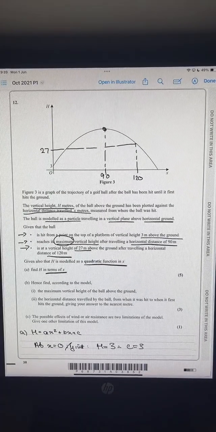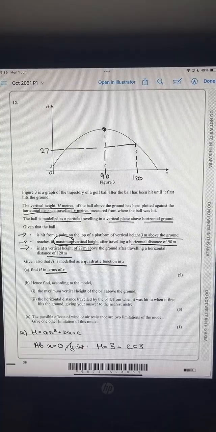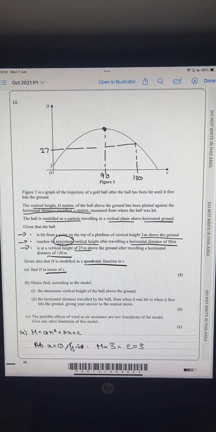Okay, cool. For part C, I want you to put in the chat what you would put for this, and let's see if you get the mark. The possible effects of wind or air resistance are 2 limitations of the model. Give one other limitation of this model. I'm just going to keep this on the screen for a second. We'll have a drink. Put what you would put for this answer in the chat.